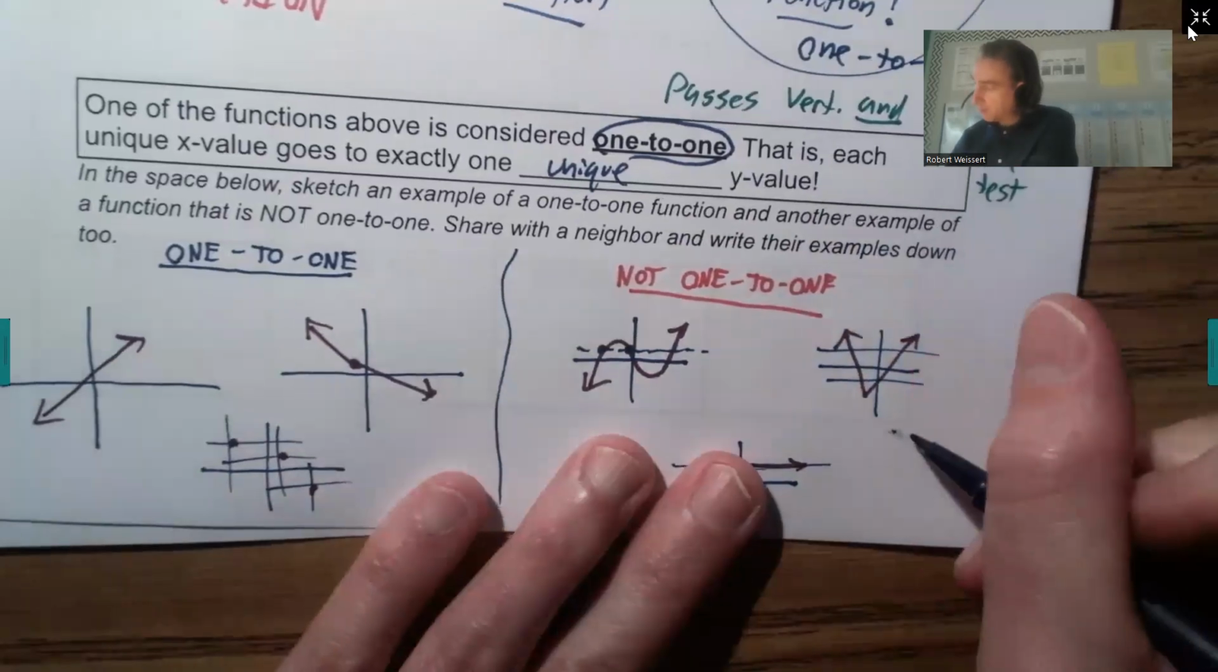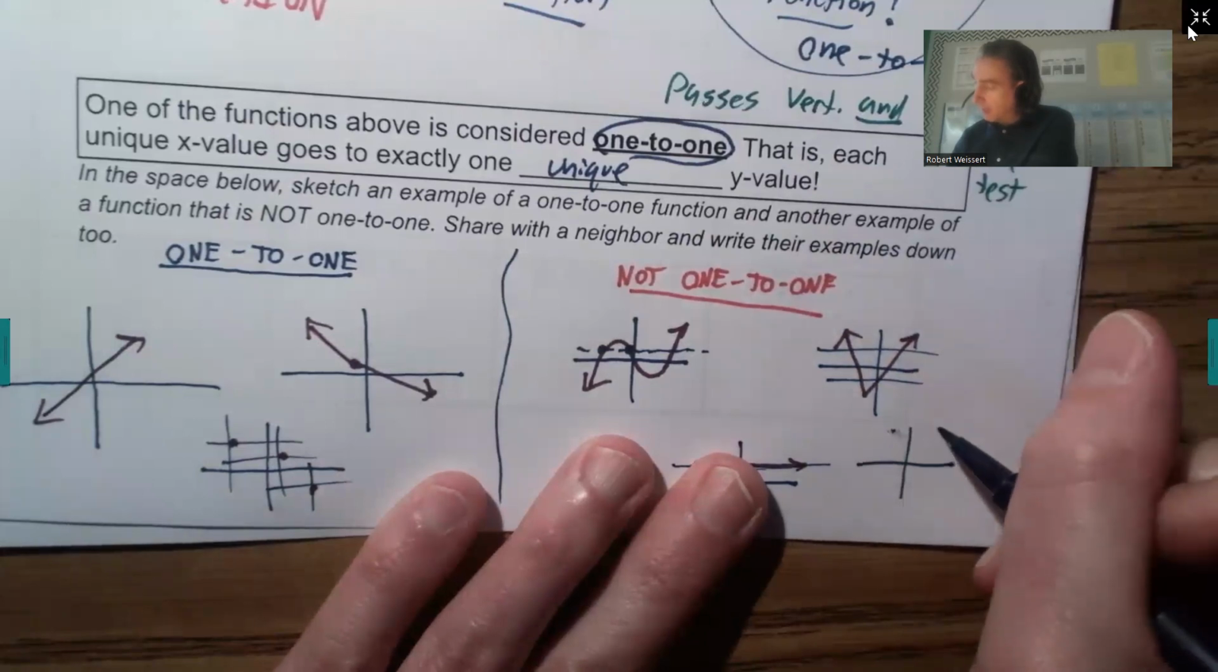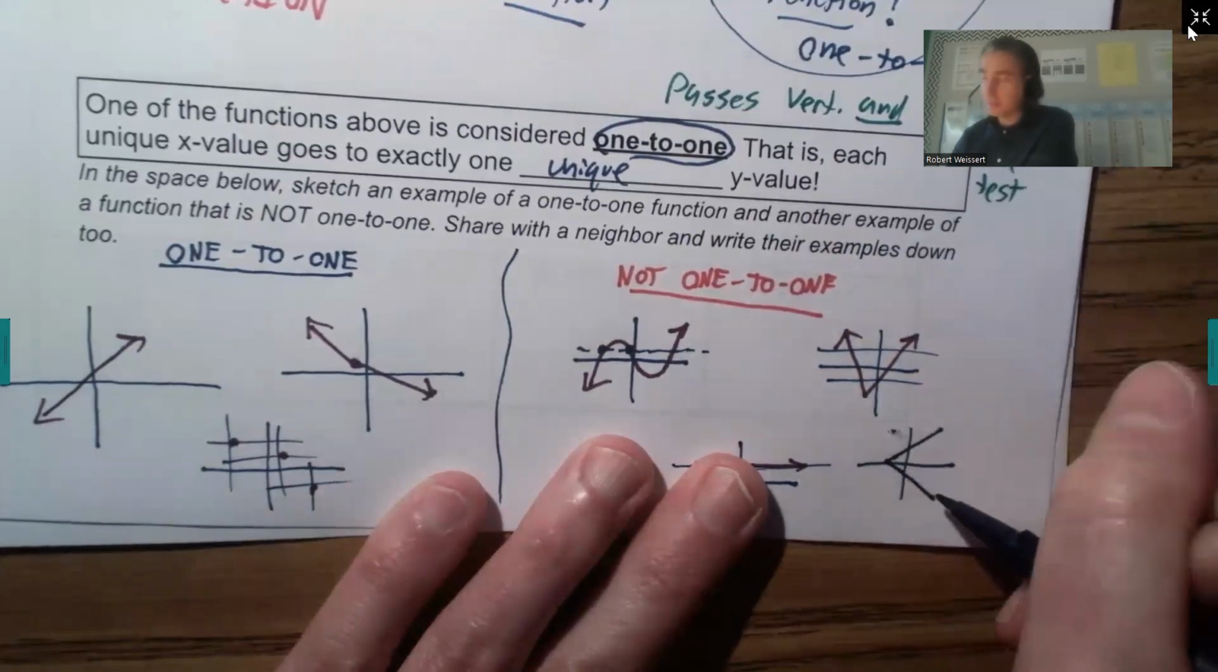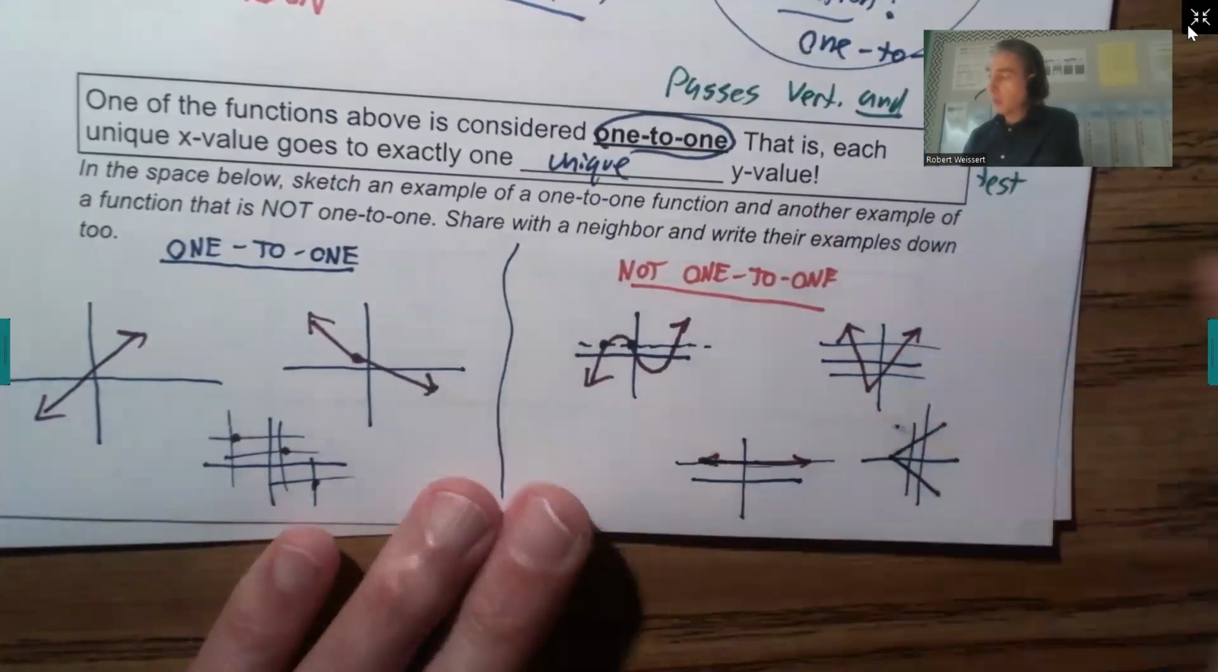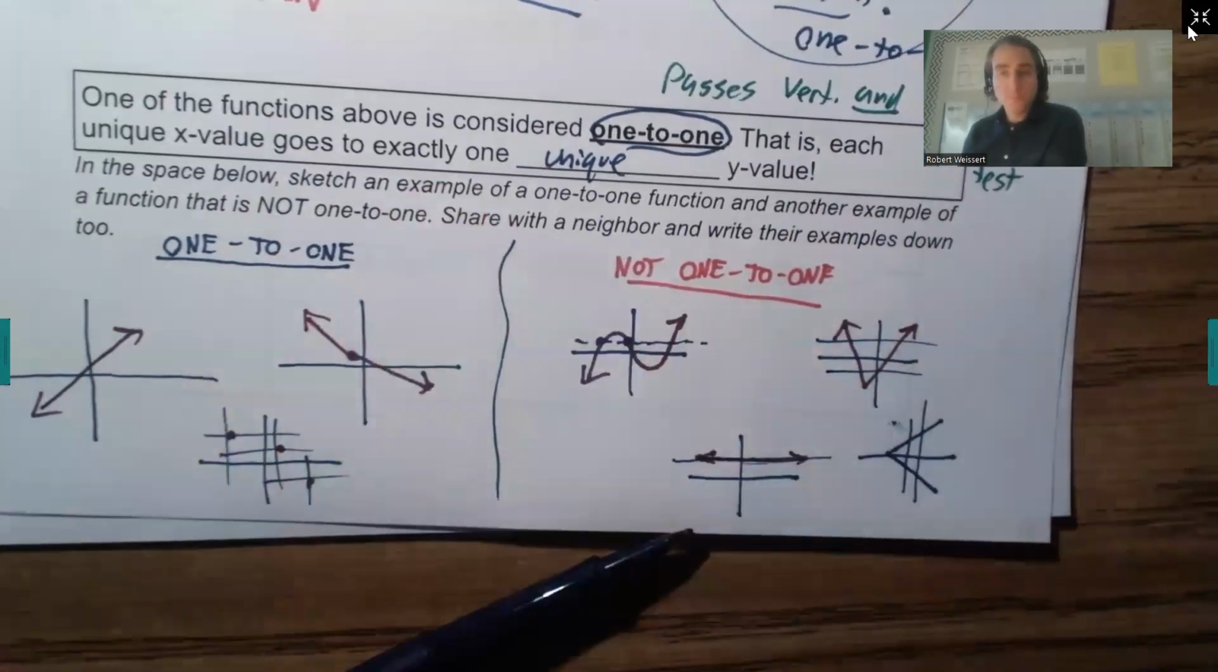Even something like this. This is not a function to begin with, but it's certainly not one-to-one because it fails the vertical line test as well. So these are not one-to-one, these are one-to-one.